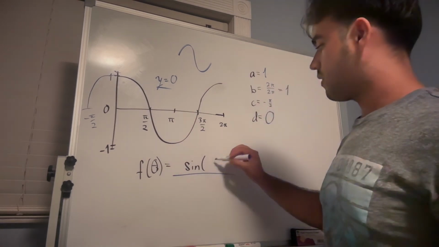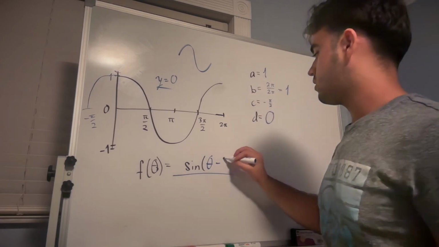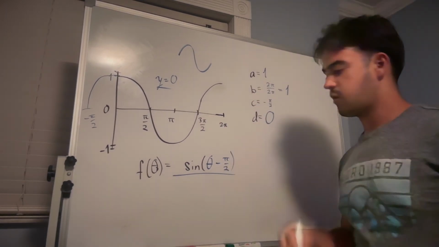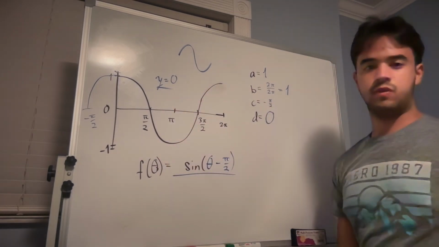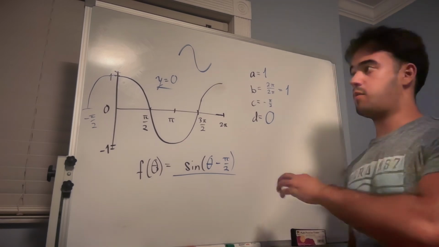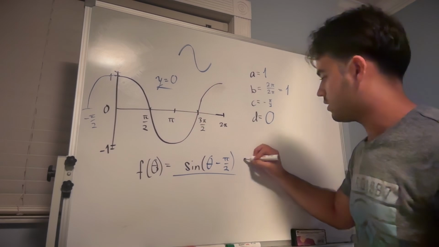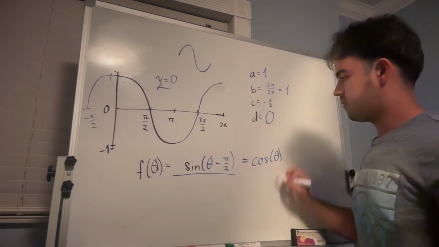1 for the b, so nothing on b, so we're going to have theta. And then our c value is minus pi over 2. And then plus 0, so I'm not going to write that. So this is our function right here, with just a phase shift. Now, if you remember from the cosine function, this is actually the original cosine function. This is equal to cosine of theta.